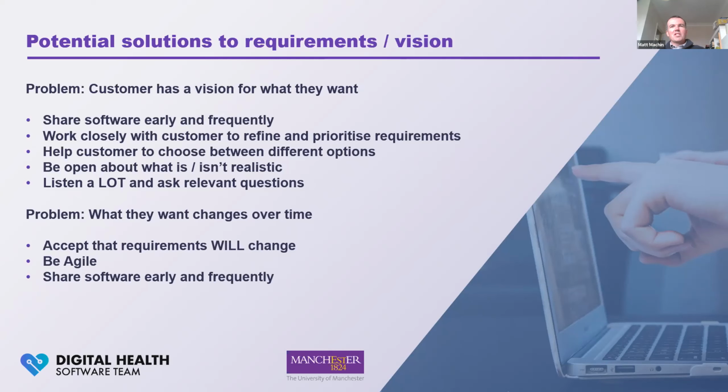Being open about what is and isn't realistic is really important. It's much better to say to the research team, actually what you've asked for there just isn't going to be achievable, rather than going into the project for 6 months and then them realizing that actually you're just not going to be able to deliver within a reasonable time frame.